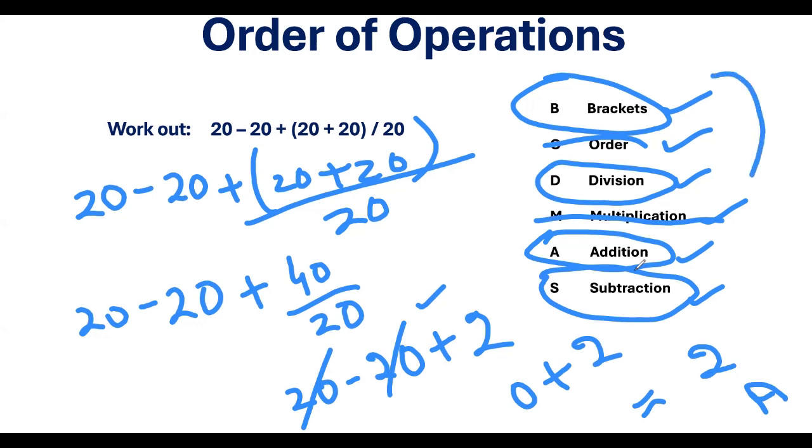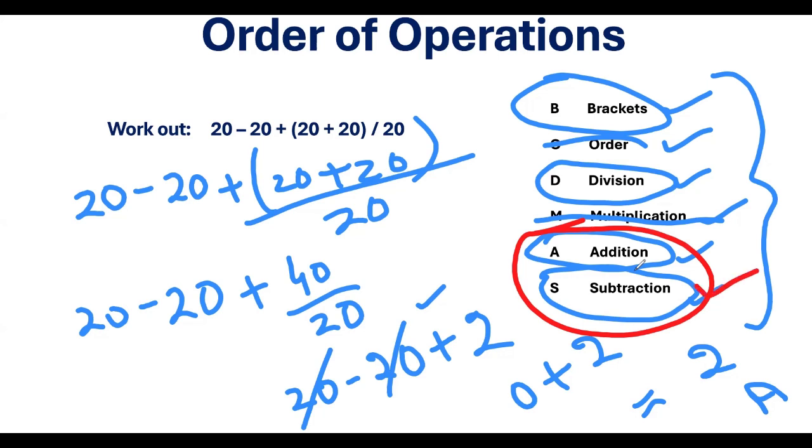Just keep this order and you will never get the wrong answer. Brackets to be done first and then order. I will give you the examples for order. Then division, then multiplication, addition, and finally subtraction. Keep in your mind, addition and subtraction, anything can be done first, right? If you find that subtraction is easy, for example here, plus 20 and minus 20 will give us 0. So we can subtract first, right? And 0 plus 2 is 2. So add and subtract, anything can be done.